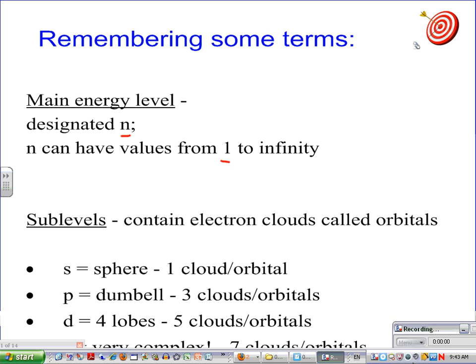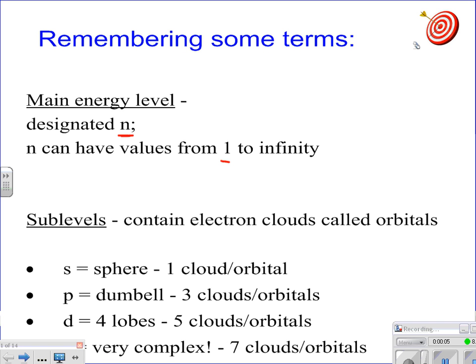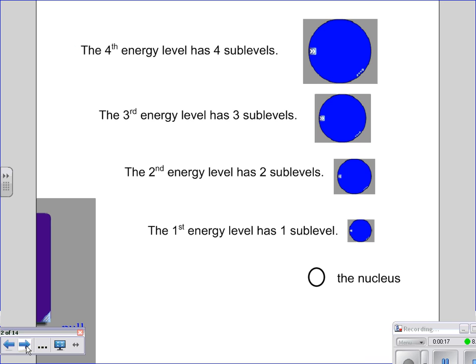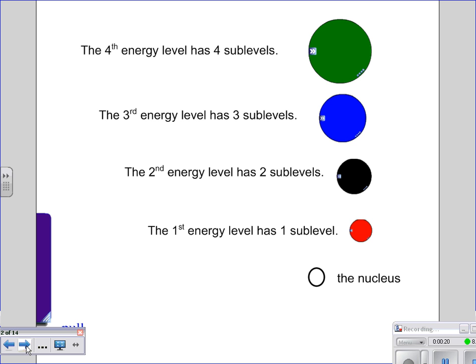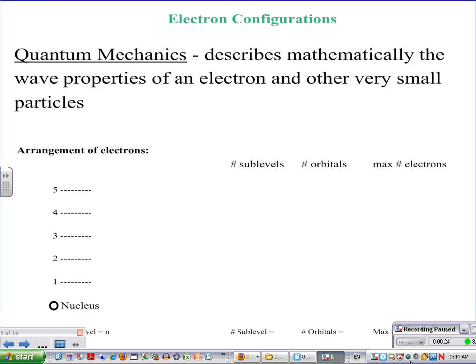Quick review from yesterday. We have our energy level, which can be designated with an N. Our sublevels are going to be the shapes, which are S, P, D, and F. And we talked also about the number of orbitals that can exist within each of those. So that's just review. And then here we're just seeing that this tells us something about our energy levels.